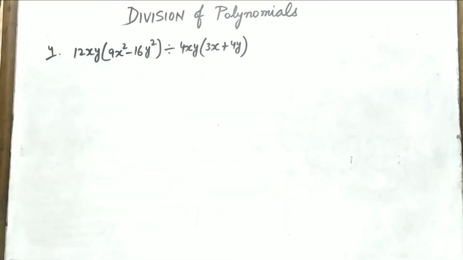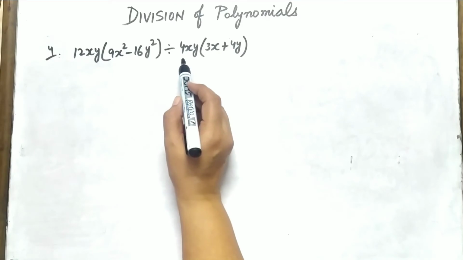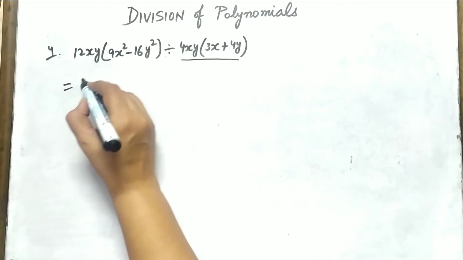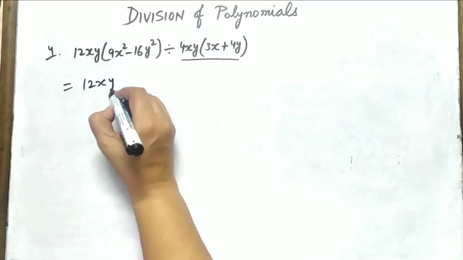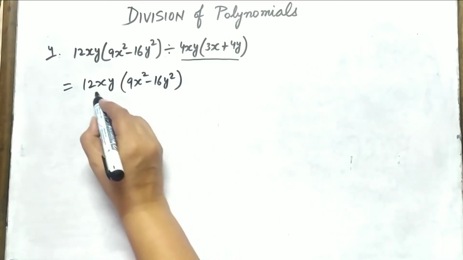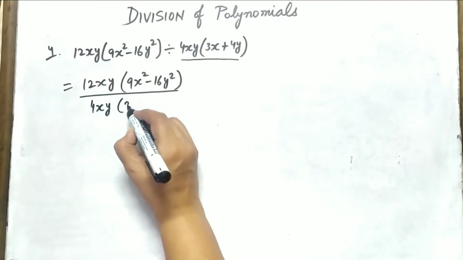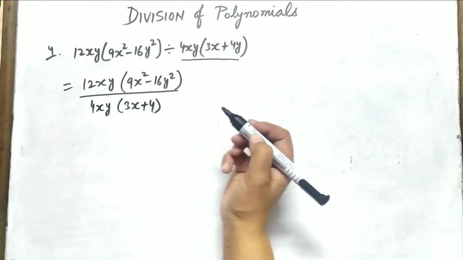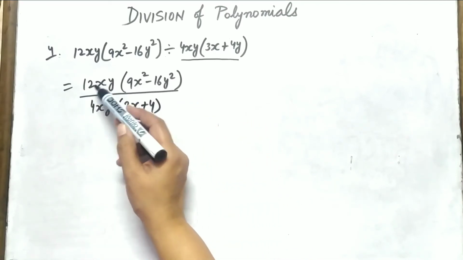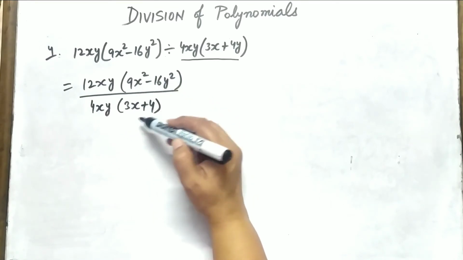Let us see one more type of division of polynomials. We are given this sum. The starting is same. We have to write the term after the division sign in the denominator like this: 12xy(9x square minus 16y square) divided by this whole term 4xy(3x plus 4y). Now we can cancel these terms. It is easy to solve. What to do with these two terms?